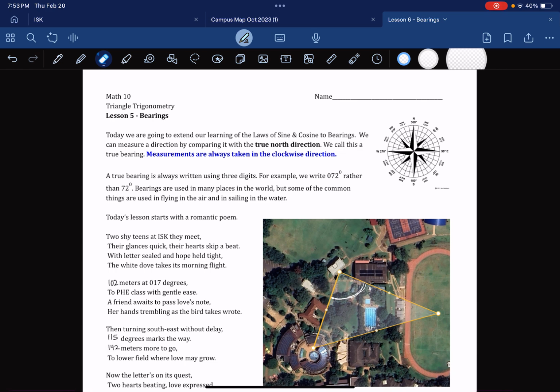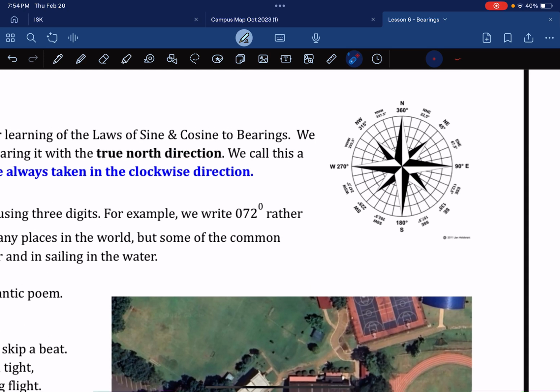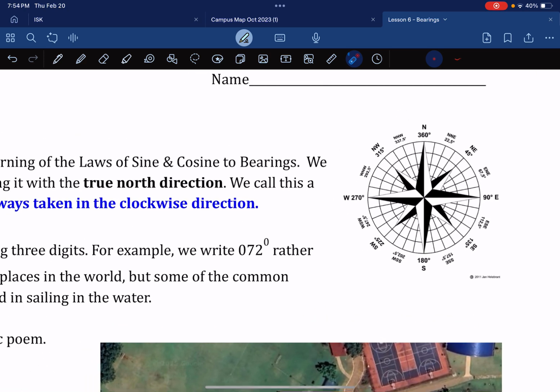Okay, so we are going to continue what we have learned in the last few classes with the law of sine and the law of cosines, but we're going to apply it to bearings. Bearings are a way to measure in degrees the position that two things are from one another. To look at bearings, we need to use the cardinal directions: north, south, east, and west. Those are kind of like our benchmark directions.